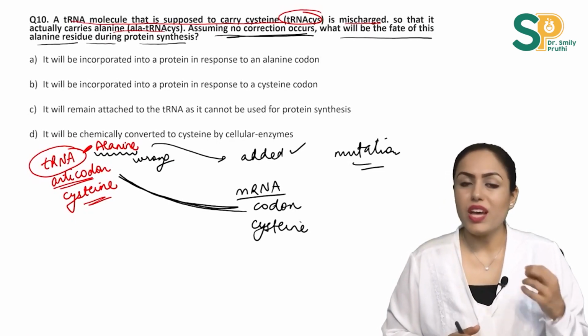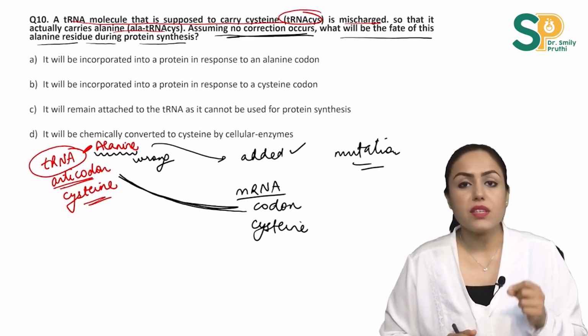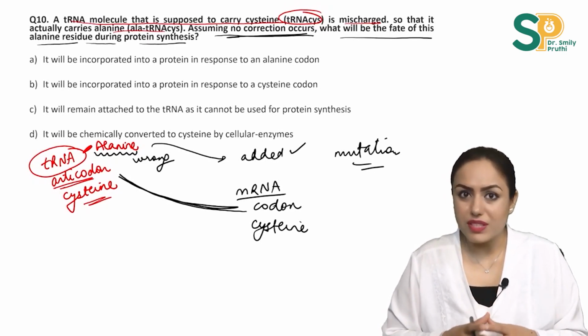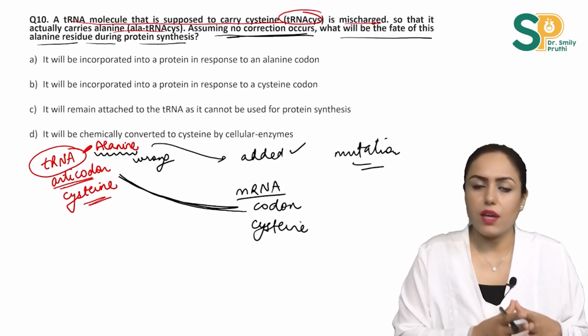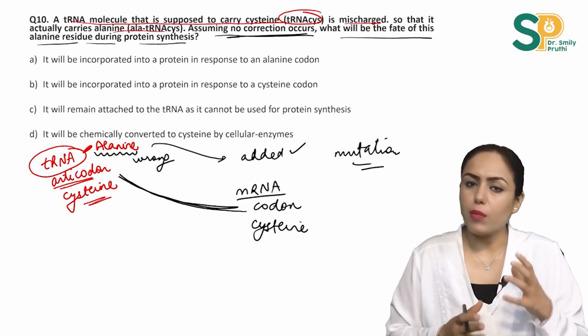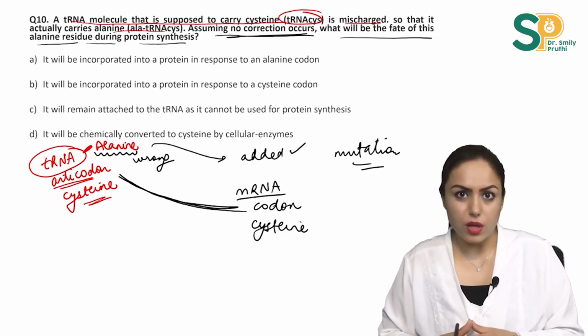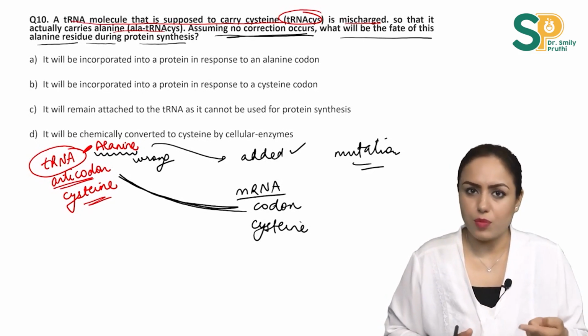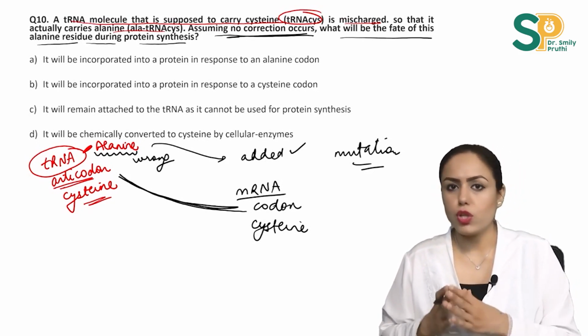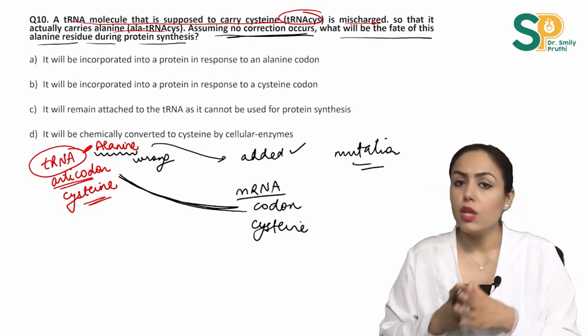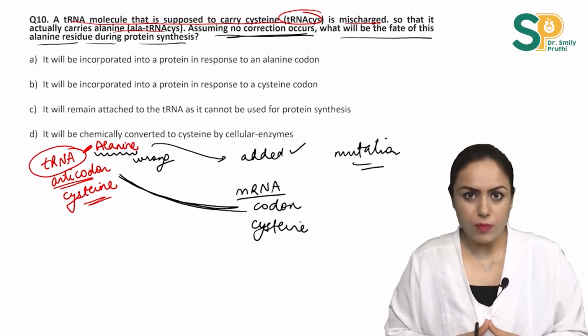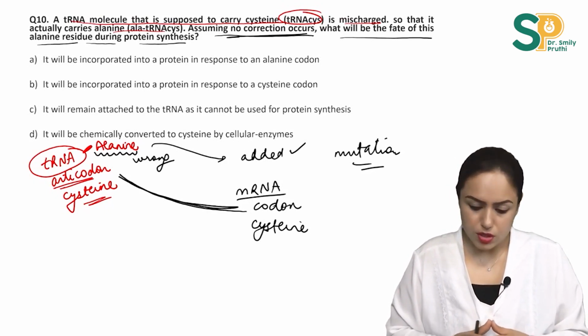You must watch my translation video. There I have told you that the only proofreading, that is a correction during translation, can happen with the help of the enzyme aminoacyl tRNA synthetase. That is when the amino acid is getting attached to tRNA. Proofreading can only occur at that point. But during initiation, elongation or termination, no proofreading can occur. Okay, so let's see the options.